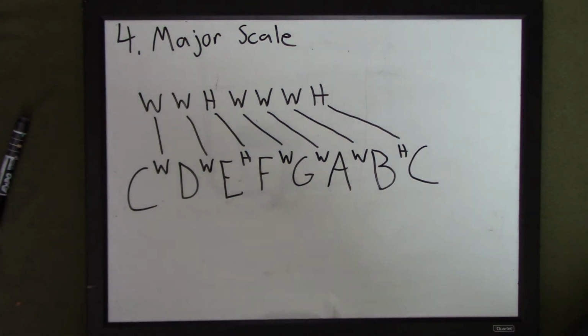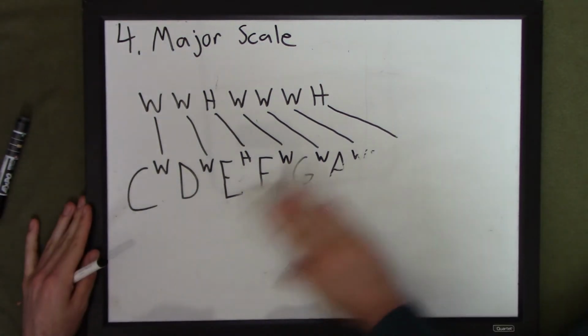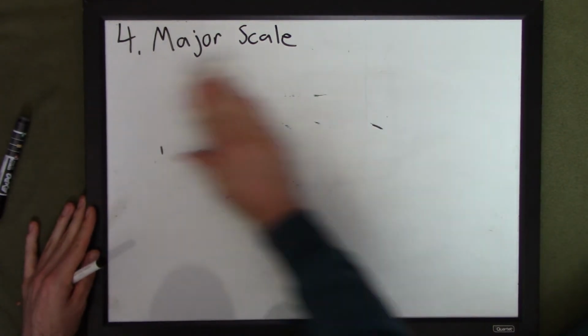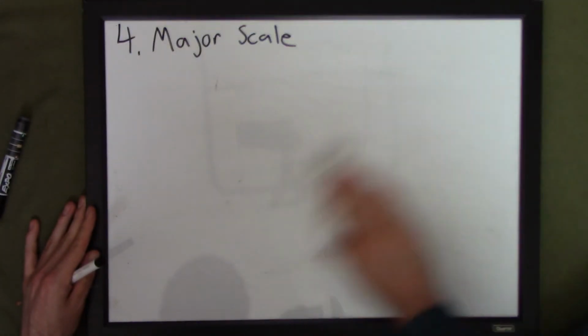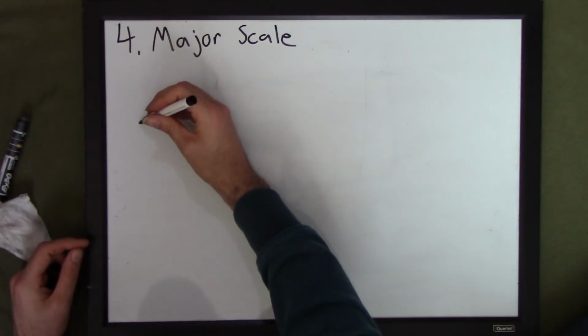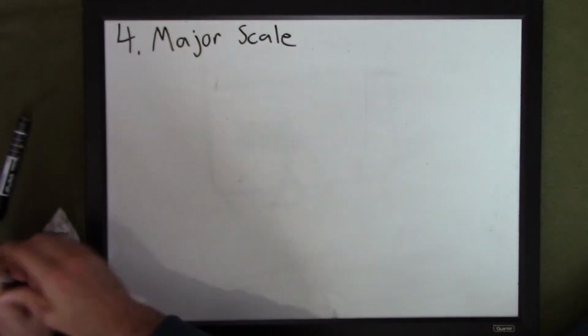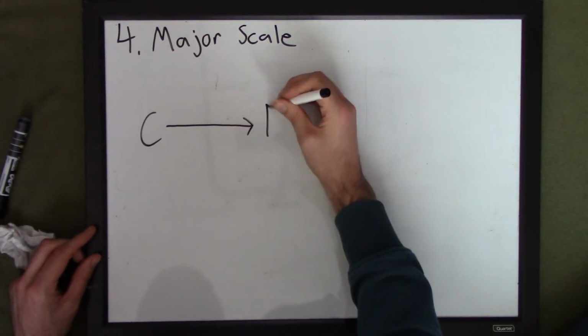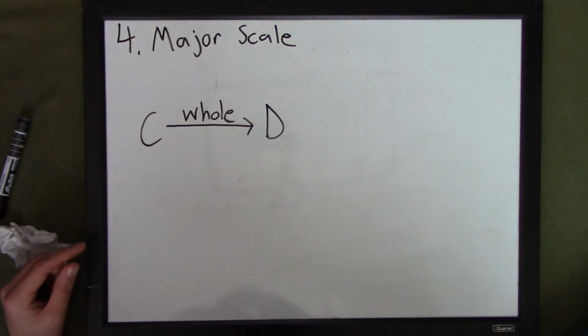There's one common error I want to correct right now. So for me, my brain would never even think to do this, but I've just taught for so long that I know that people, when they first start out, start doing this. The whole step and the half step, these are distances between notes. They are not themselves notes.